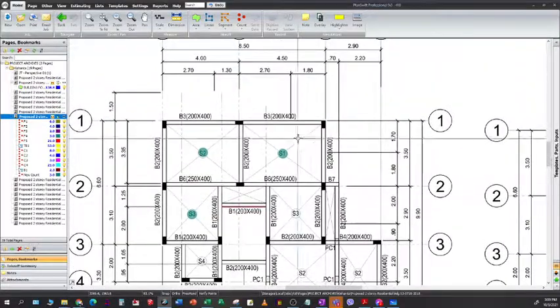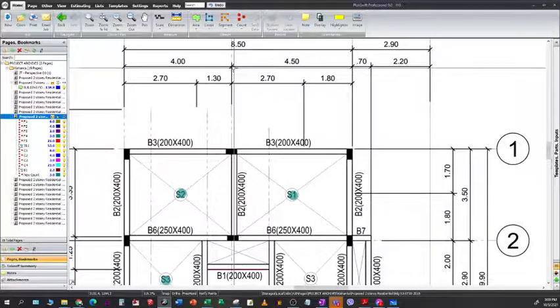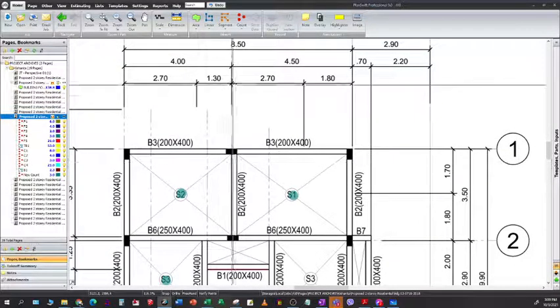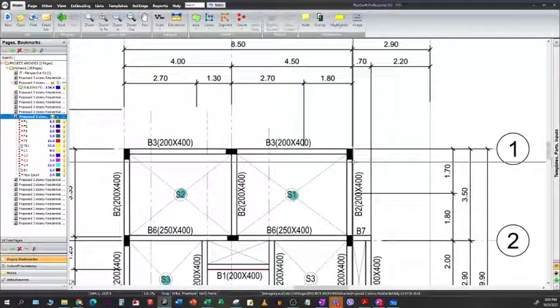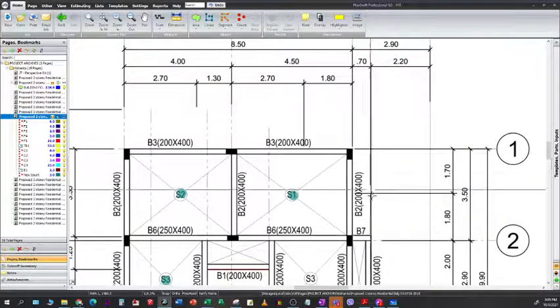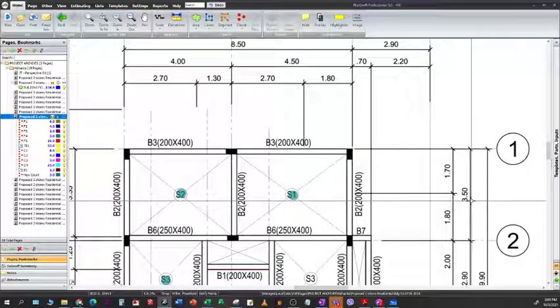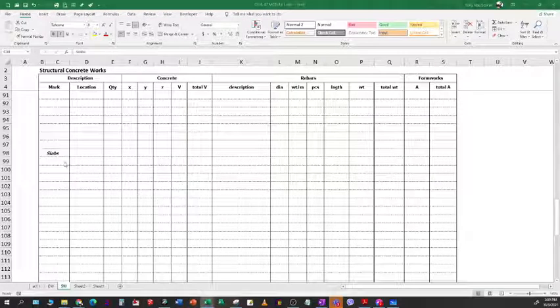Slab 1 has a dimension of 4.5. This is the exterior dimension of the beam, 4.5 from this point to the other point. We just take it as an allowance. Then from this point to the other edge of the beam, 3.5. So we set up now our Excel format for that.